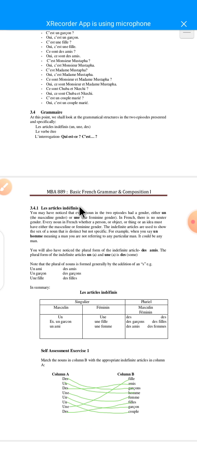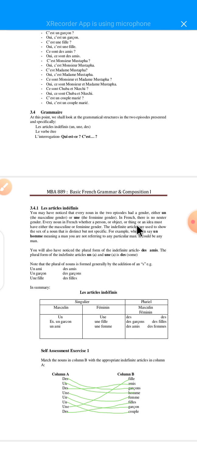Les articles indéfinis. You may have noticed that every noun in the 2 episodes had a gender, either un, that's the masculine gender, or une, feminine gender. In French, there is no neuter gender. Every noun in French, whether a person or object or thing or an idea, must have either the masculine or the feminine gender.